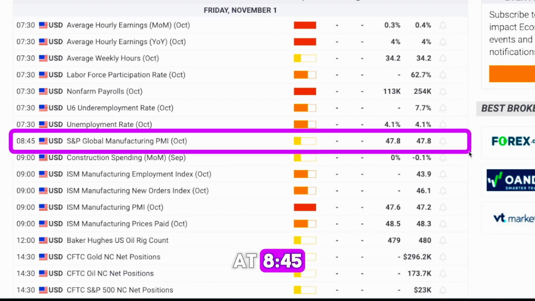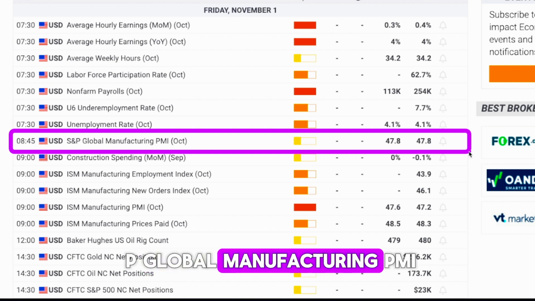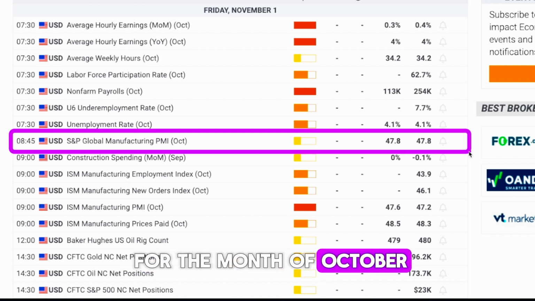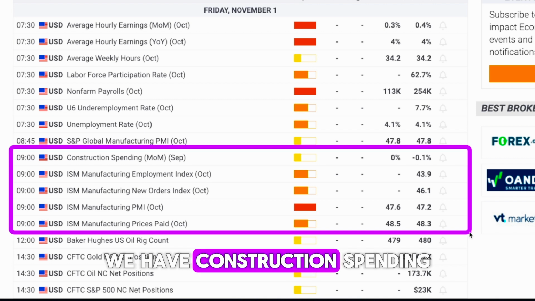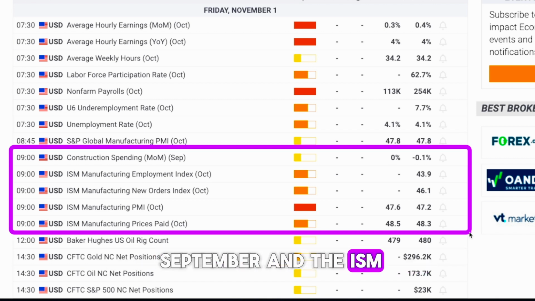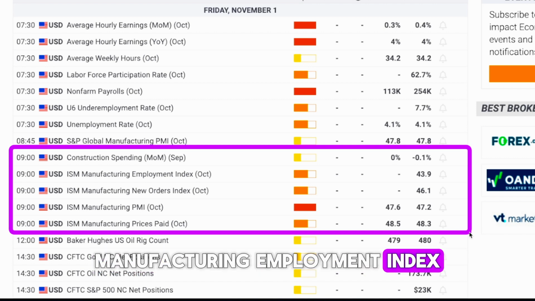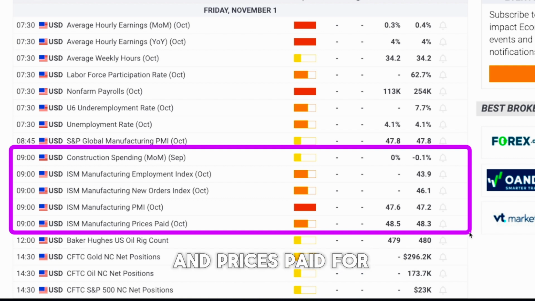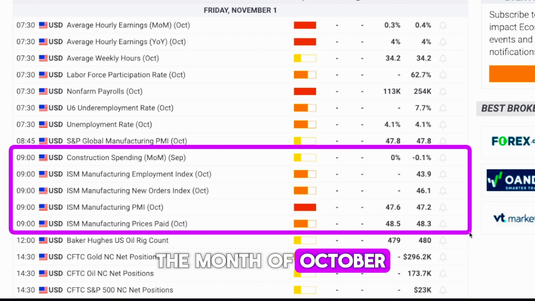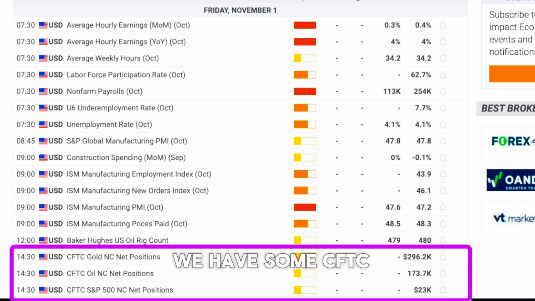At 8:45, we have the S&P Global Manufacturing PMI for the month of October, and at 9 o'clock, we have construction spending for the month of September, and the ISM Manufacturing Employment Index, New Order Index, PMI, and prices paid for the month of October. And finally, at 2:30, we have some CFTC data being released.